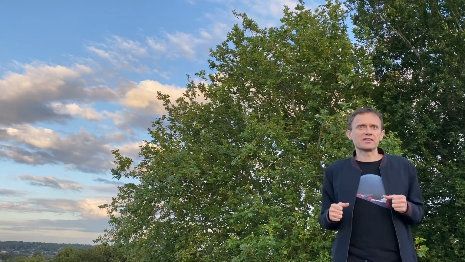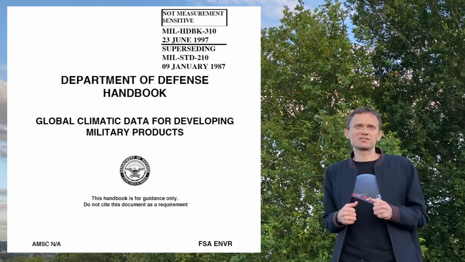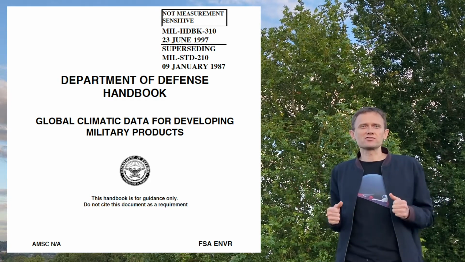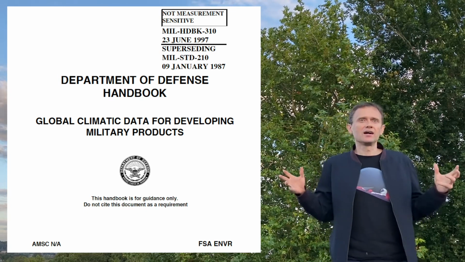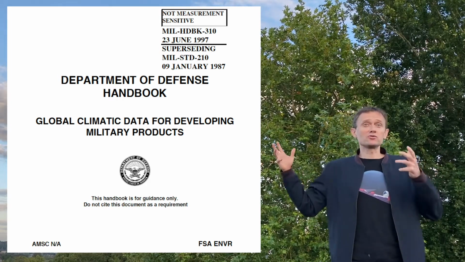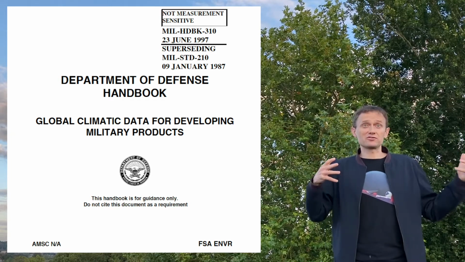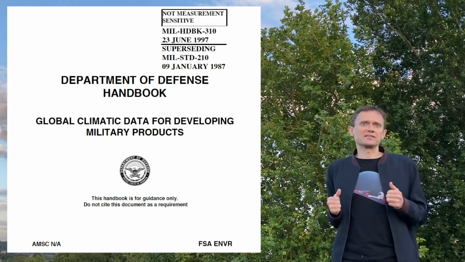Another way of looking at this is to design for the least favorable conditions the aircraft might reasonably encounter in service. There is a US military standard titled Global Climatic Data for Developing Military Products, which contains a good collection of such extreme atmosphere profiles. They are catalogued on the basis of whether they feature unusually high or unusually low values of temperature or density at altitudes of 5, 10 or 20 kilometers.